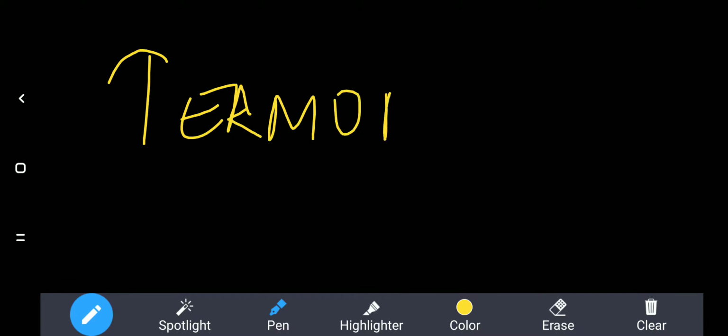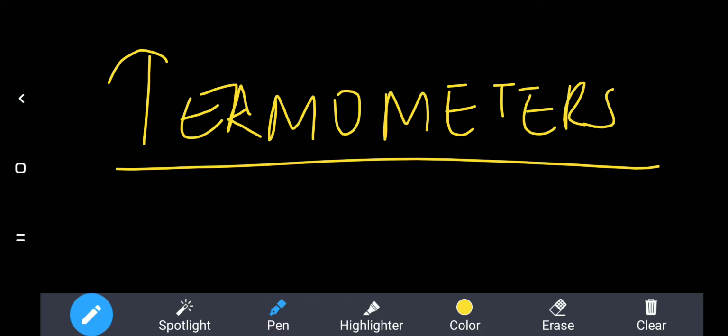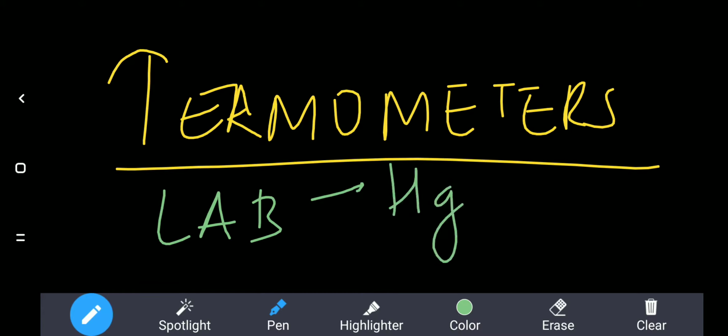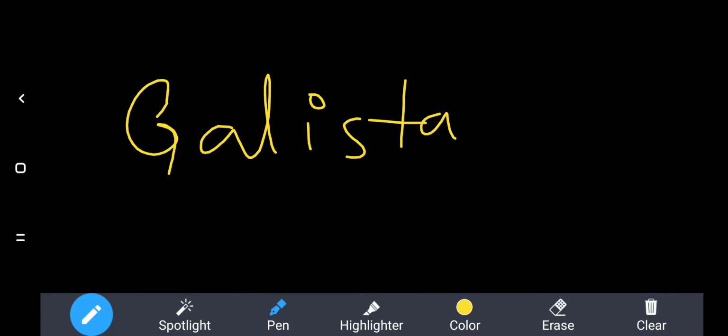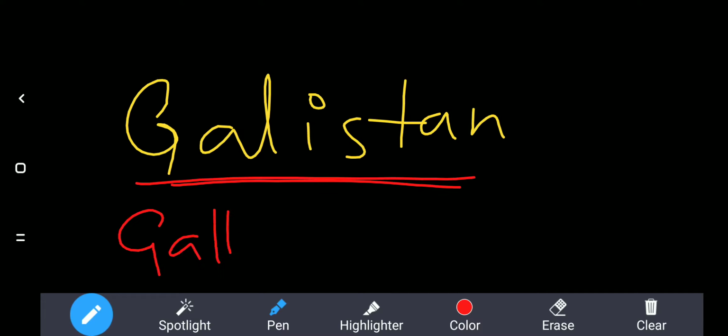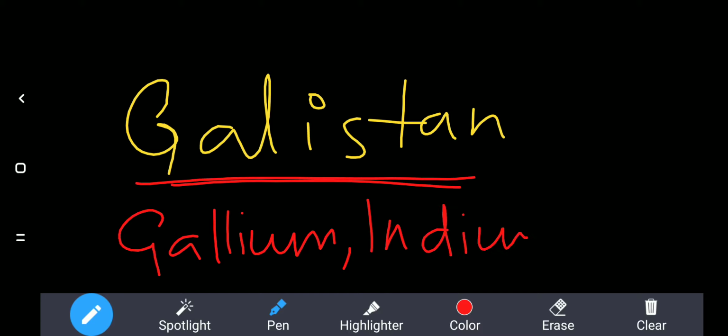As we're talking about temperature, for measurement of temperature, that is the degree of hotness and coldness, we need thermometers. You might have come across different types of thermometers. One thermometer that we use in the laboratory uses mercury. Sometimes we also have a gallium thermometer. Because mercury is kind of toxic, we use gallium. In a gallium thermometer, we have a substance called galinstan. Galinstan is an alloy consisting of gallium, indium, and tin.